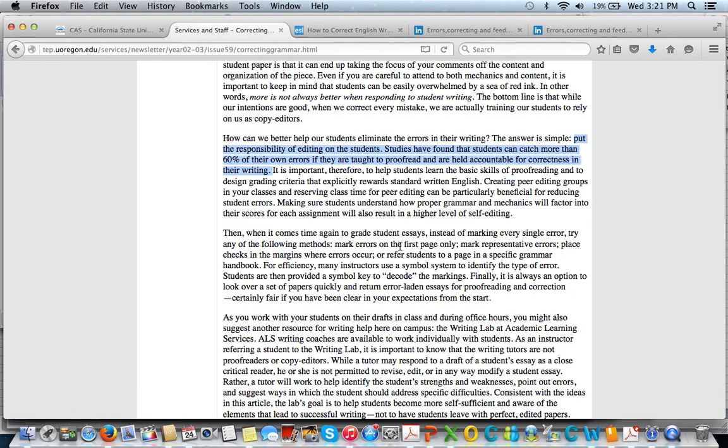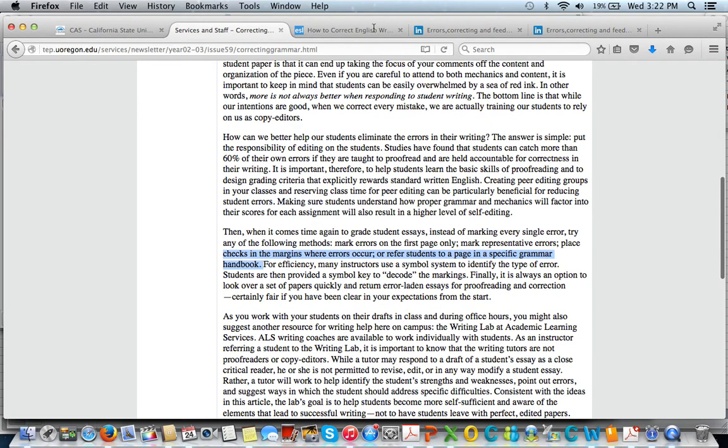When it comes time to grade student essays, instead of marking every single error, try any of the following methods. Mark errors on the first page only. That might be a good place to start, especially with really advanced students who only have a small number of errors. You can mark representative errors. This is where we get into a pattern of errors, the types of errors that we're choosing to mark. Or place checks in the margins where errors occur. Refer students to a page in a specific grammar handbook. Those are different ways that we can comment on our students' writing.